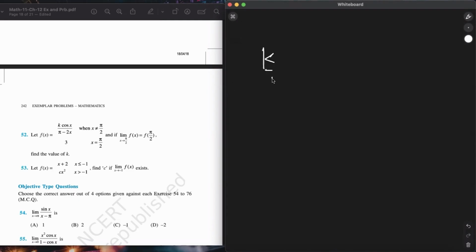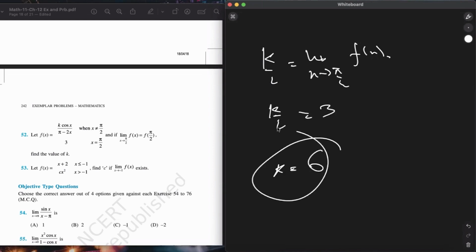k by 2 equals the limit x tending to pi by 2 for f(x). k by 2 has been given equal to 3. So k equals 6. So basically, in this question, the main thing was the sandwich theorem. We have to keep that in mind. Like you found the left-hand limit, you found the right-hand limit. It must click in your mind that you can use the sandwich theorem and find the value of the limit at exactly that point, right? And then you'll get your value for k. All right. Let's move on further.